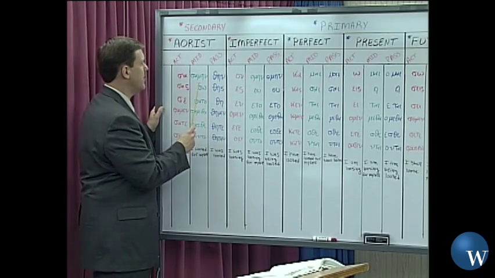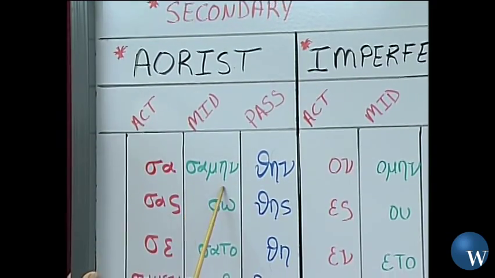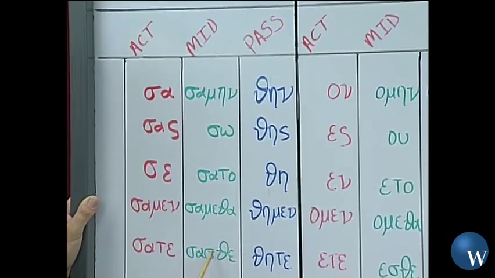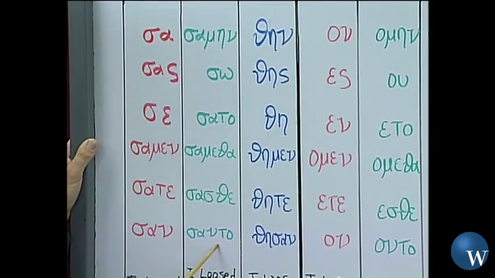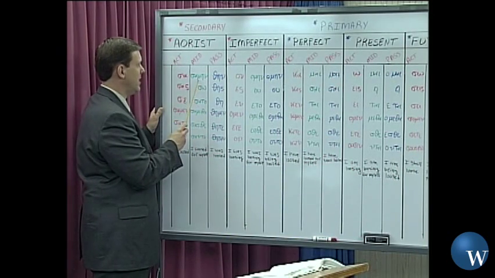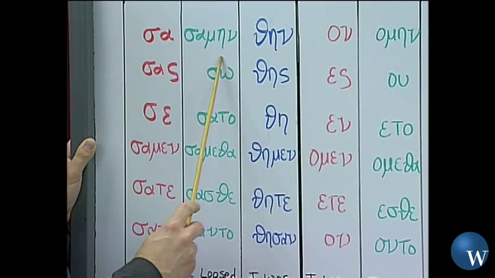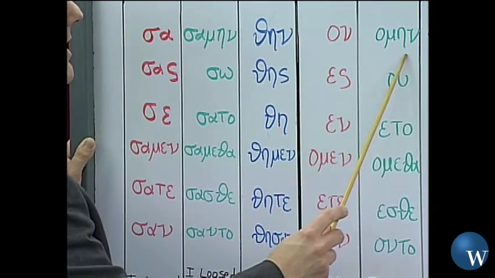Well, what about the endings for the middle and passive? For our middle, samein, sata, sametha, saste, santa. Now you can begin to see some patterns emerging here. If we went back up to the aorist, samein, amen, that sounds a whole lot like the imperfect for the middle and passive, amen.